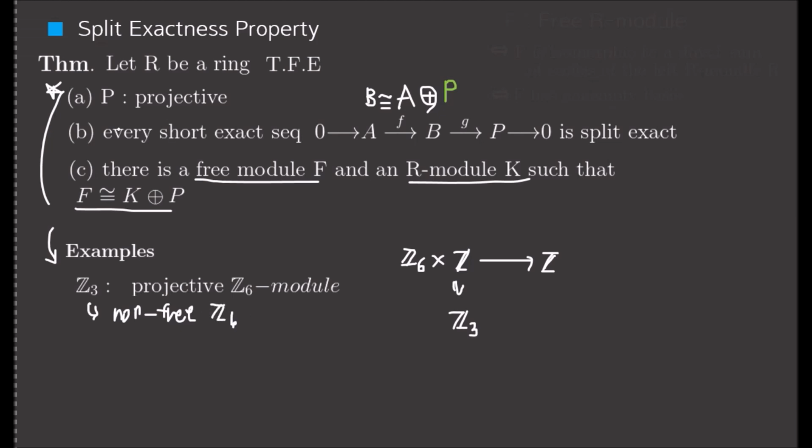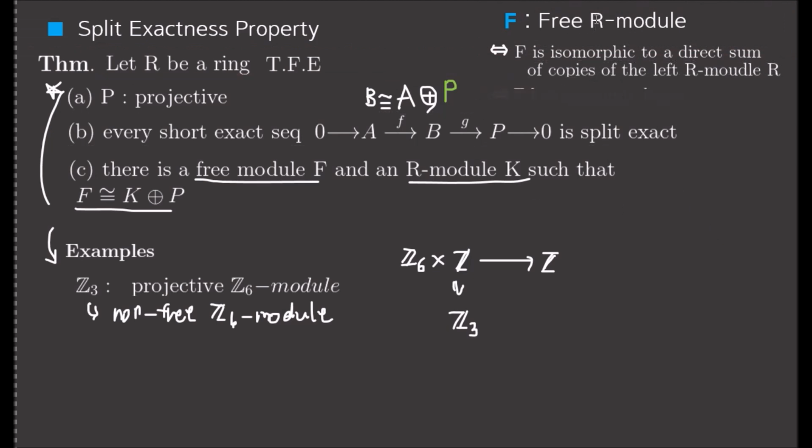Let's say this statement to prove this is projective in the case of non-free. But this is clearly a non-free G6 module. The reason is the definition of a free R-module.